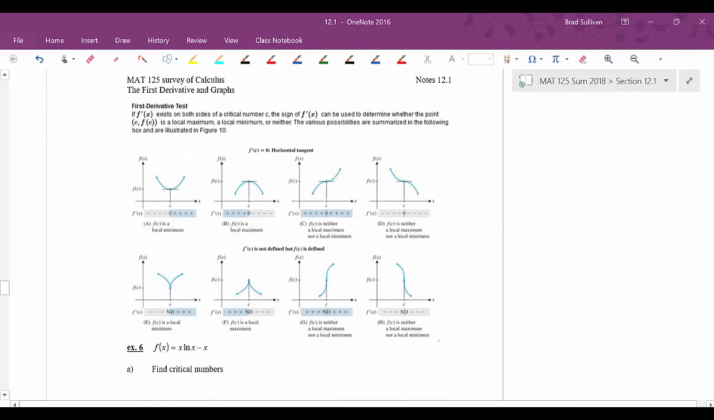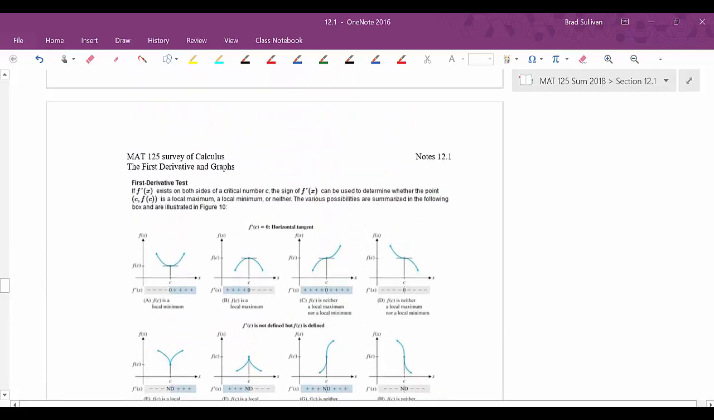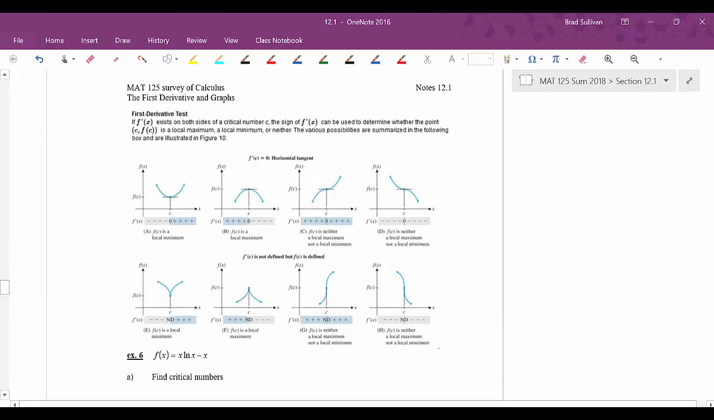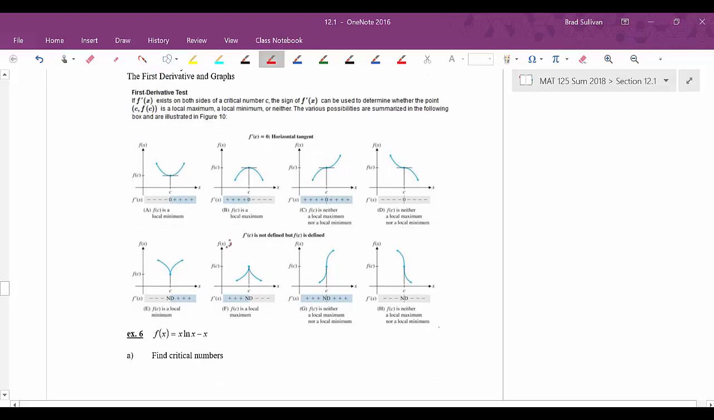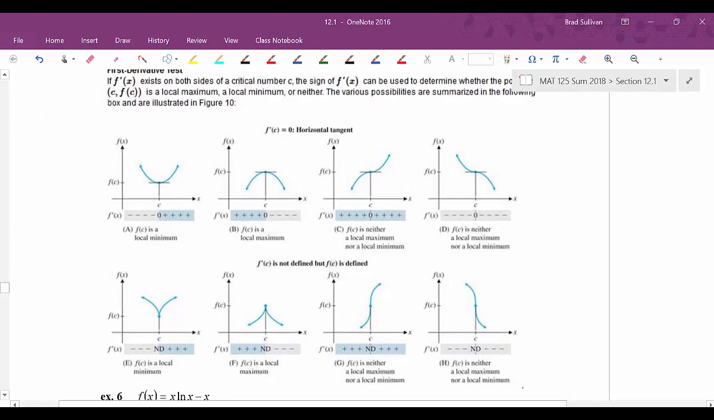Now we're going to move on to the next thing, which would be first derivative and graphs. This is just kind of a summary here. I'm not going to go over this too much. This just kind of shows you a graph and what the sign chart would look like. So you have a local minimum. This means you're decreasing, and then you're increasing. So the derivative was negative, you're decreasing, derivative's increasing, derivative's positive.